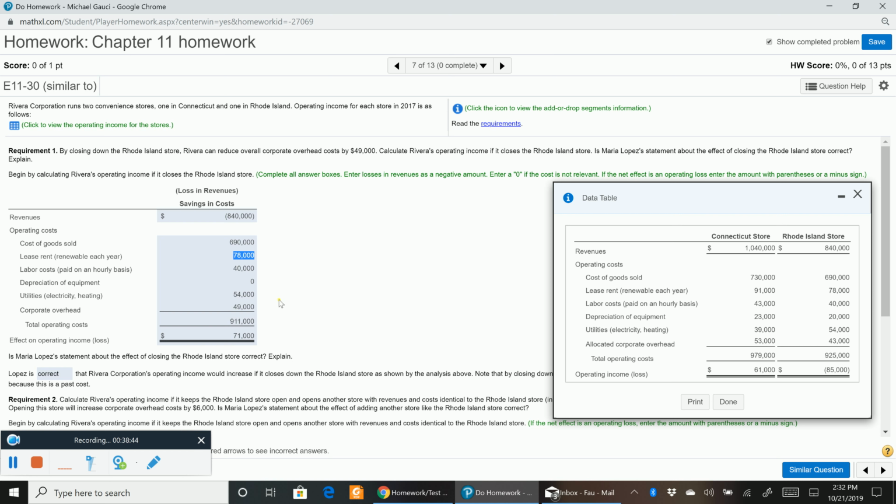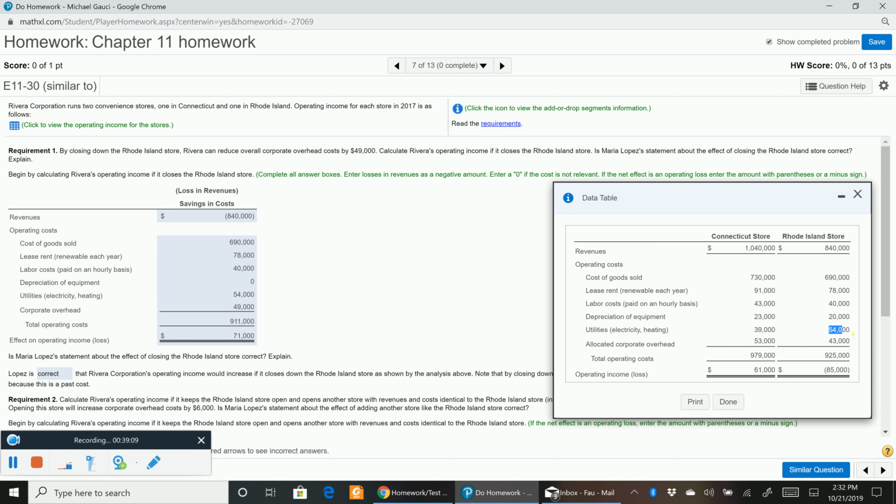How about the labor costs? $40,000. Yeah, that goes away. How about the depreciation on the equipment of $20,000? The depreciation is going to continue, whether we close the store or not. Remember, the depreciation is associated with a piece of equipment that we purchased earlier. That is a sunk cost, so it's irrelevant to the decision.